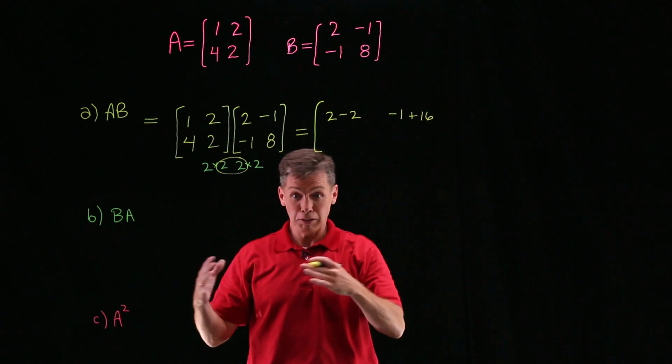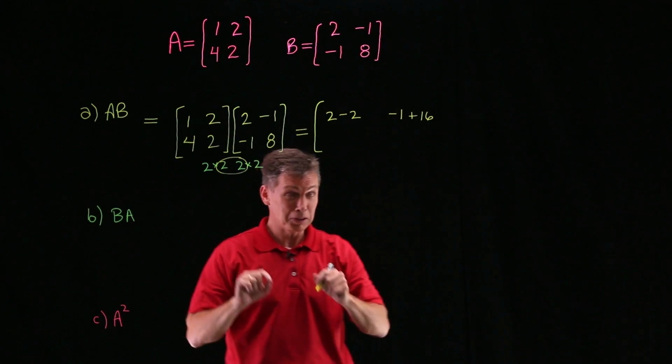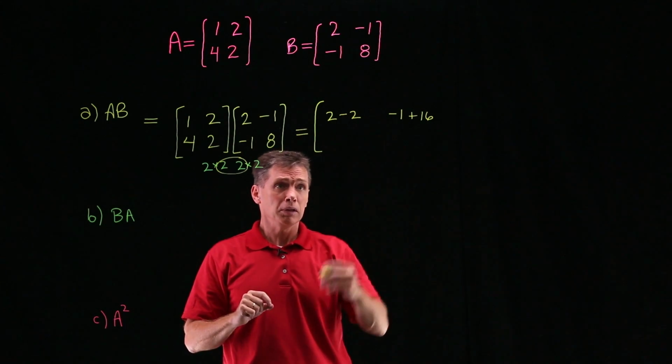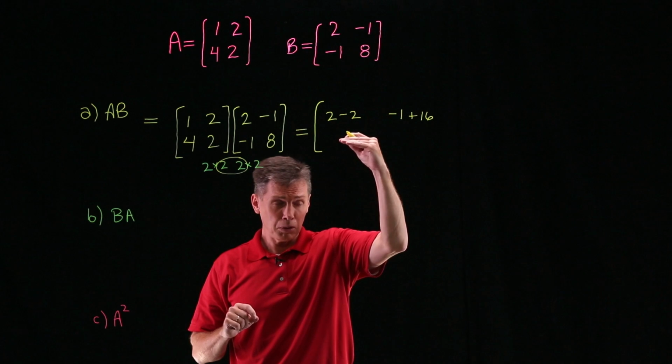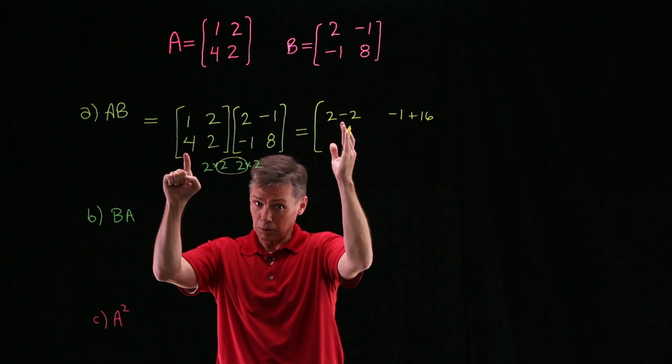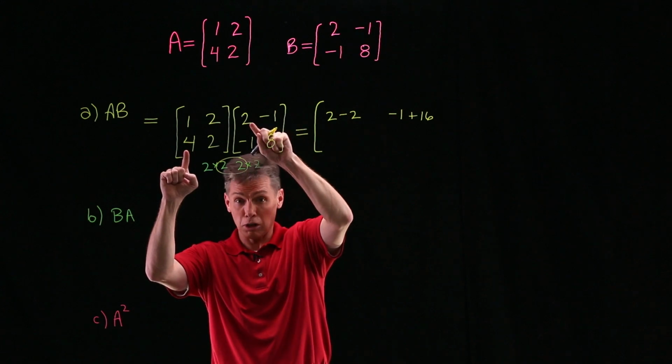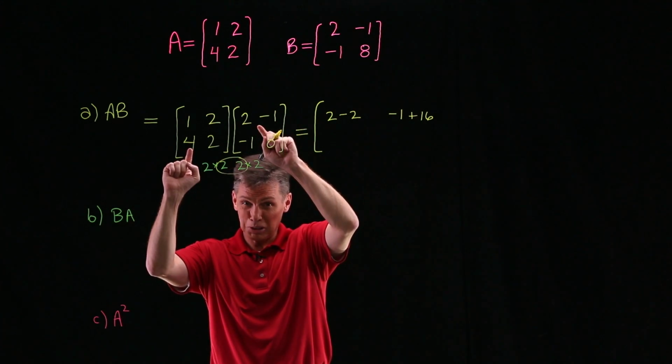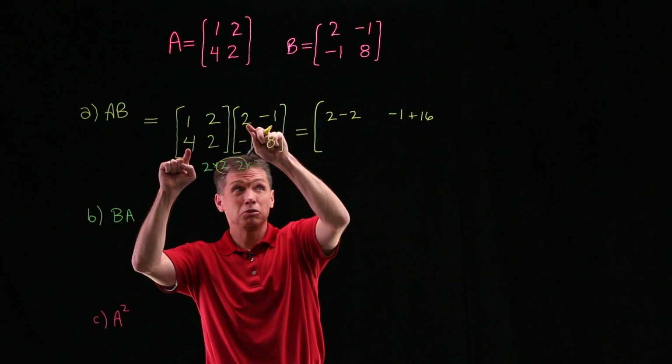All right? Even in this problem, we'll practice that quite a bit, so it takes a little bit of getting used to. Now let me go down to my second row, but first column. So I'm going to go to the second row of this matrix and the first column of this matrix and do my over and down. So 4 times 2 is 8.